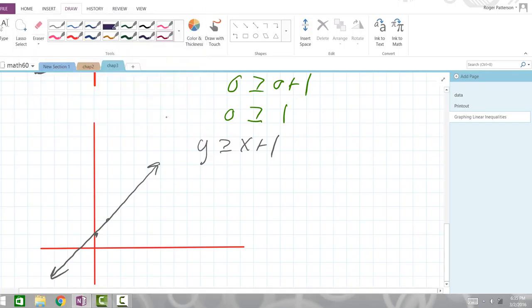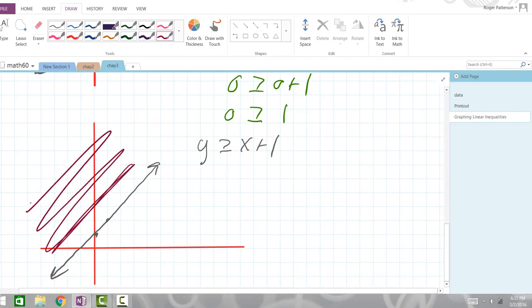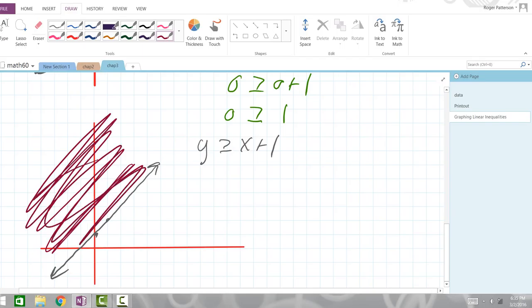All right. So, what does this say? Y is greater than or equal to x plus 1. So, here's my line. Would I shade above the line or below the line if y is greater? Which way would we shade? Good. There's the answer. Okay, there's the answer. All you got to do is be able to understand what that means.